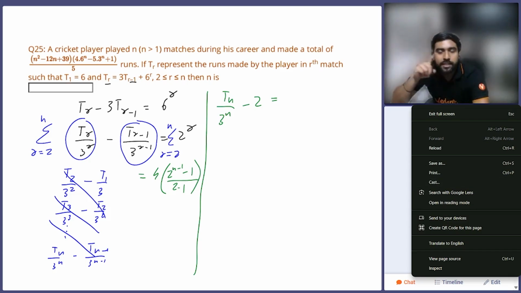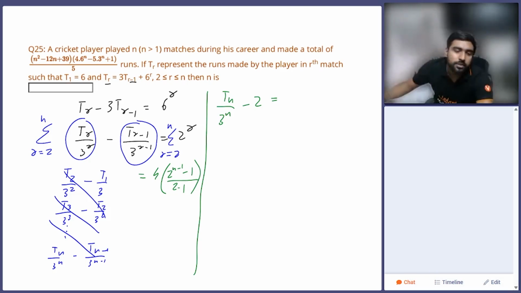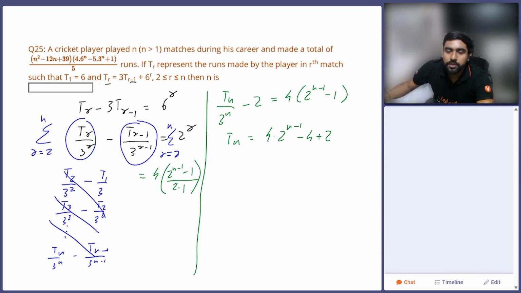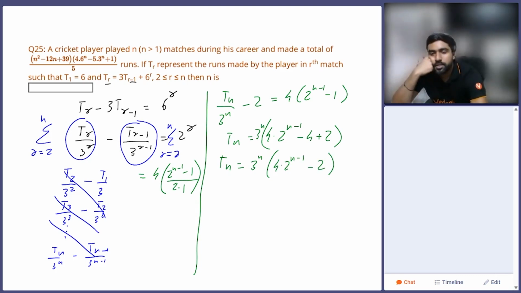So I can say that Tn upon 3 power n minus 2 is equal to 4 into 2 power n minus 1 minus 1. That's the format I have over here. I can say Tn is equal to what? 4 into 2 power n minus 1 minus 4 plus 2, and the entire thing multiplied by 3 power n. So Tn is equal to 3 power n into 4 into 2 power n minus 1 minus 2. This is the expression that you have.